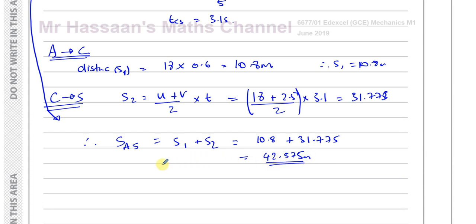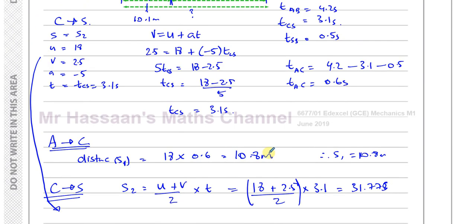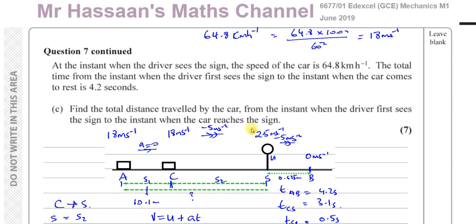And that is the distance from the start to the stop sign. 42.575 meters. So that answers question number 7.